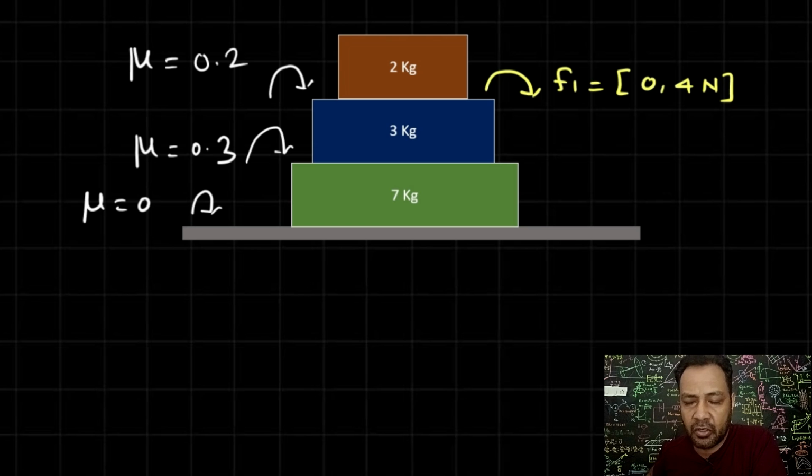And if kinetic friction acts, because only one mu is given, I would take it to mean that mu k and mu s are the same. So if kinetic friction between 2 kg and 3 kg acts, that will be 4 Newton.